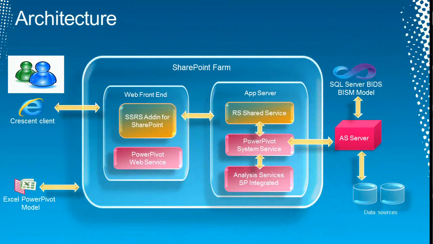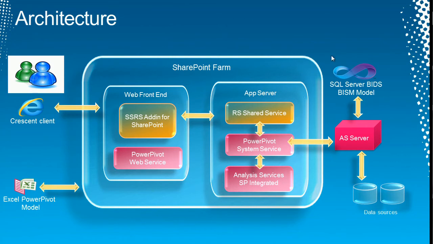All right, so let's talk a little bit about the architecture before we get back to some more of the features. The way that this works, like I said, is it's all in SharePoint integrated mode in terms of how you launch the experience, okay? The Crescent client is a Silverlight client. It's over here on the left. There are two ways you can get data that Crescent can talk to. You can either have a Power Pivot model that sits in Excel, and you publish that model to SharePoint, and you launch it from there.